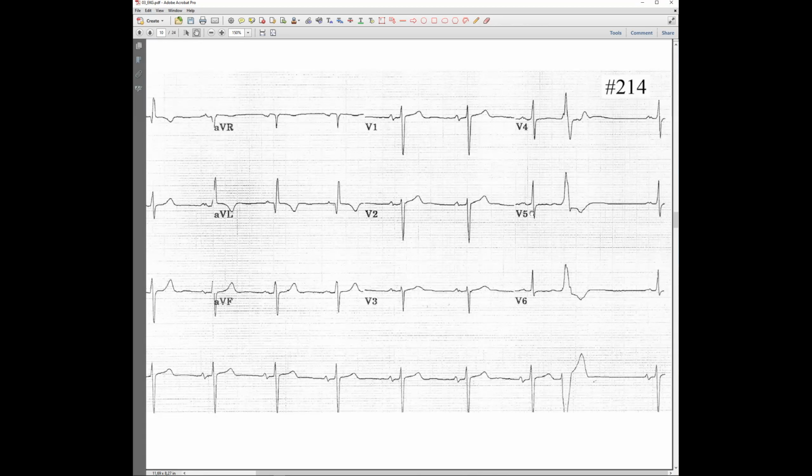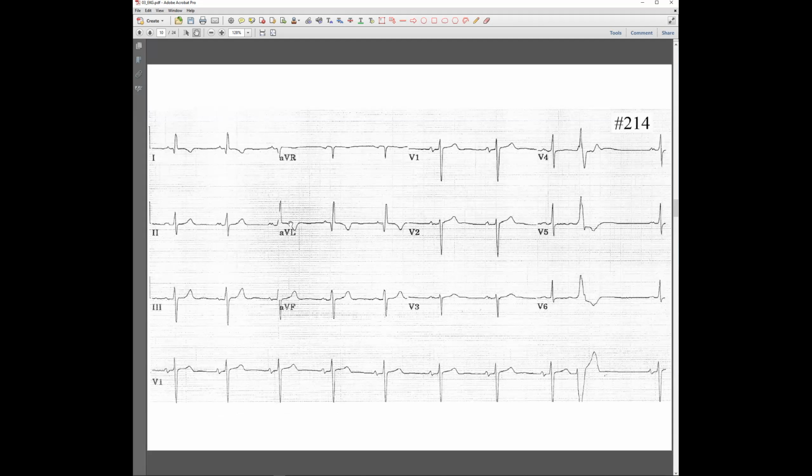Is it ventricular? Ventricular escape? No. It's coming earlier, not later. Premature beat. Okay. Now, but the width of the other QRS complexes are fine. Okay. Next one.